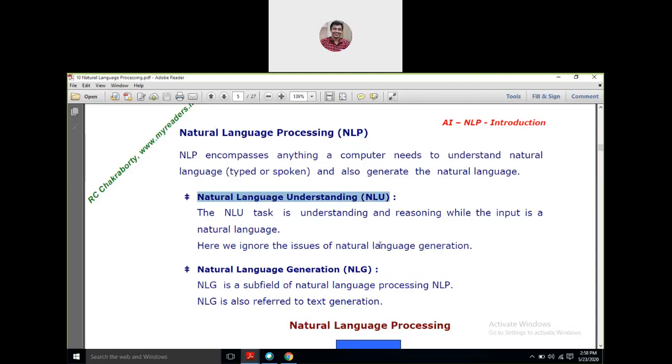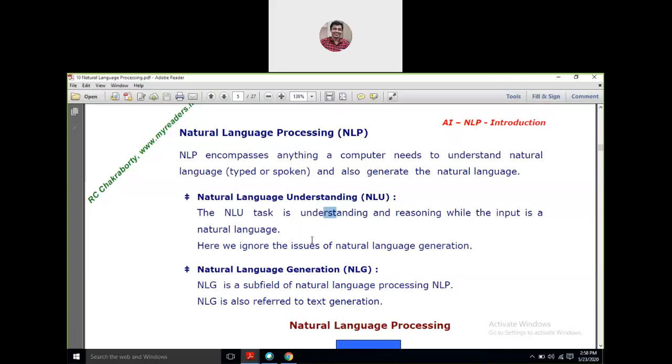It is basically understanding certain concepts, even though the spoken language that we generally use is very much ambiguous, right? We have a lot of ambiguities in our spoken language. All those ambiguities are to be handled very precisely. Now, the natural language understanding task is like understanding and reasoning while the output is in natural language. Here we ignore the issues of natural language generation. Let me tell you now itself that natural language understanding is far easier as compared to natural language generation. I'll be explaining all these things.